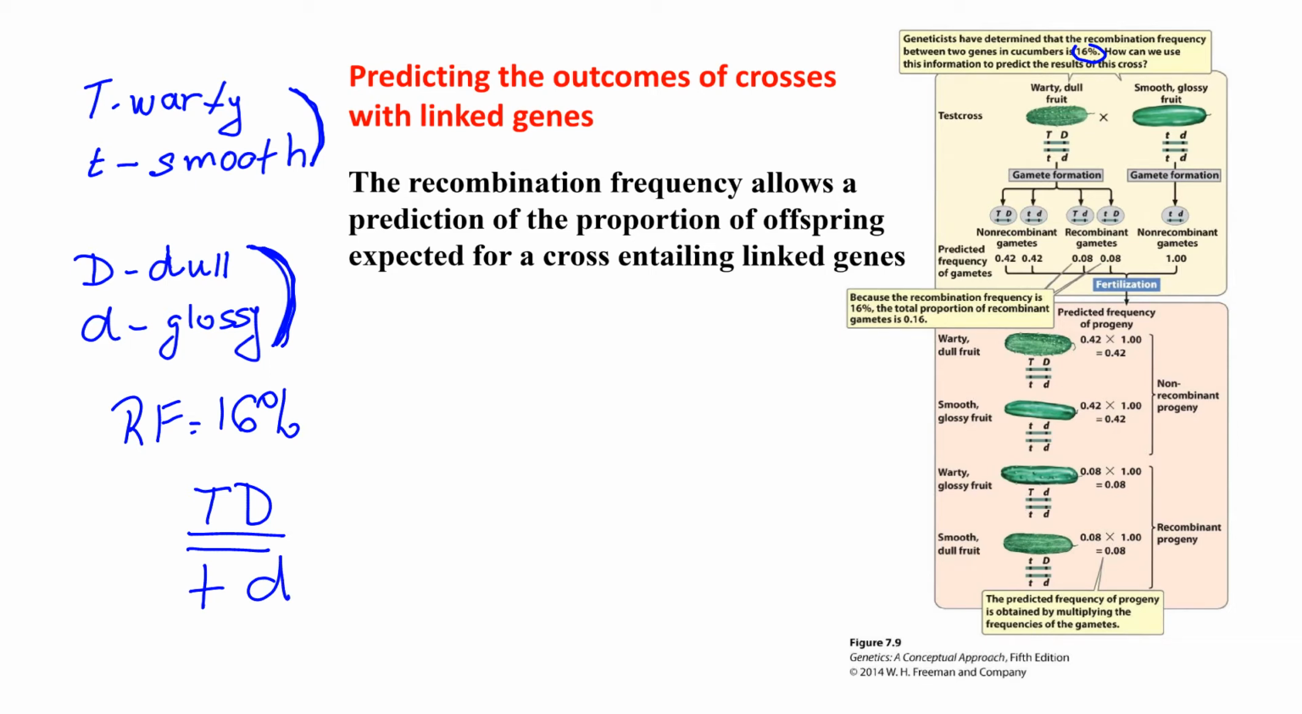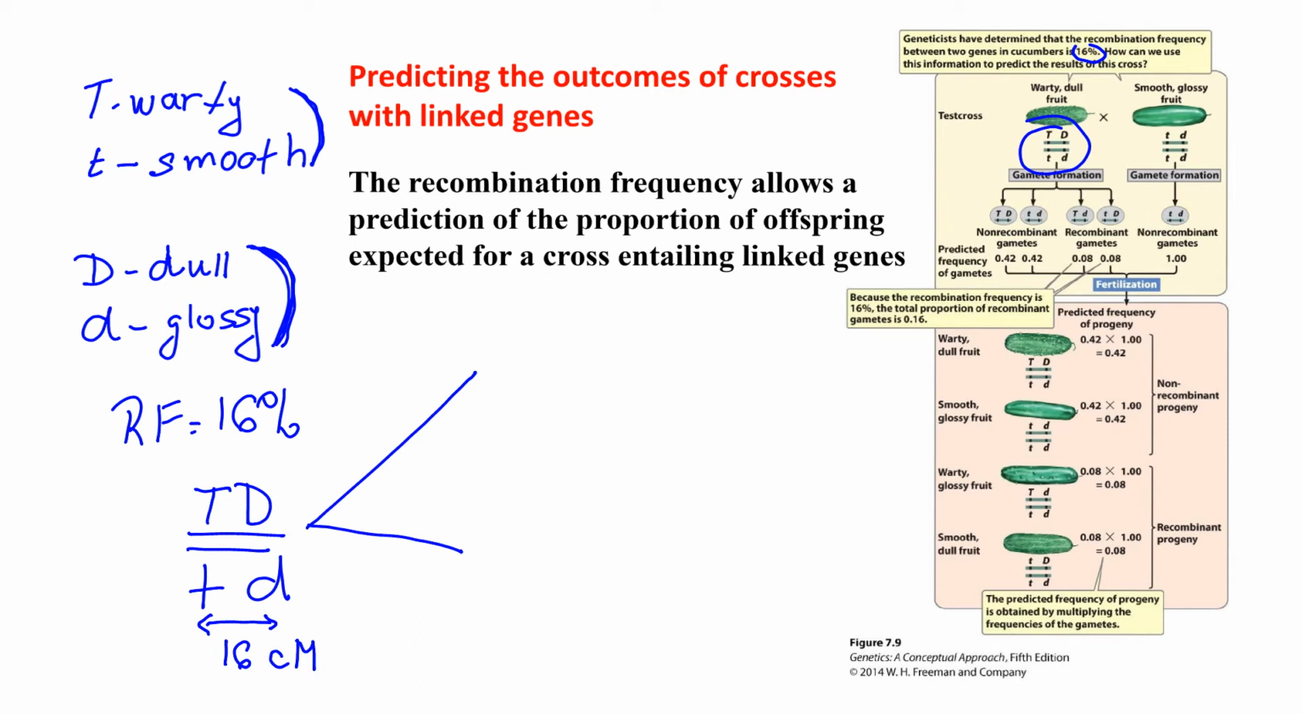So what do you have to do first? First, you know the distance between these two genes T and D is 16 centimorgan, because it is 16% recombination. So when you want to predict the outcome, what you have to define first is what kind of gametes this individual plant will form. So you estimate the number of non-recombinant gametes and the number of recombinant gametes.